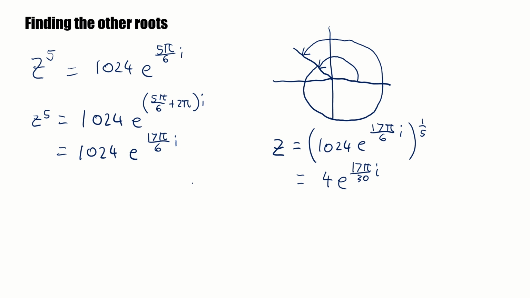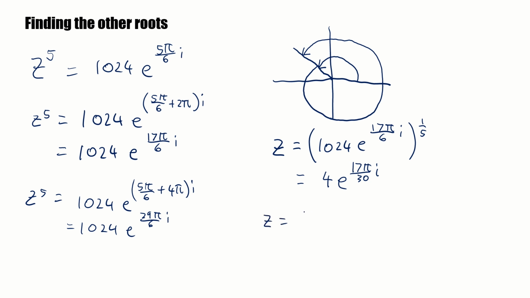So, therefore, we've got another different solution, a second solution. And we can find a third solution by repeating that process again. All you'd have to do is add on another 2 pi onto the argument, or add on 4 pi onto the original argument, however you want to view it. And if you were doing that, you would end up with 1024 e to the power of 29 pi over 6 i. And then we could take the power of 1/5 of that, and then we'd end up with something different.